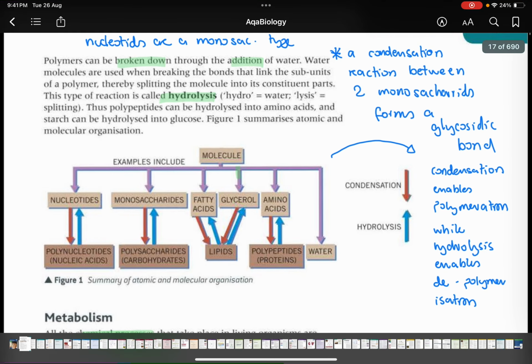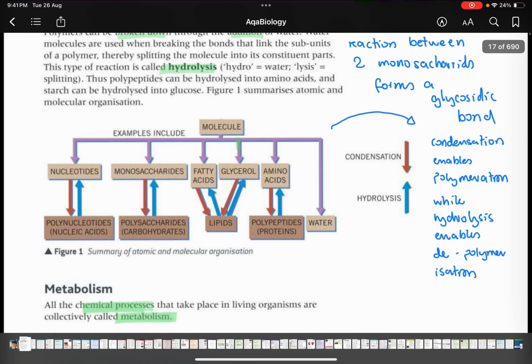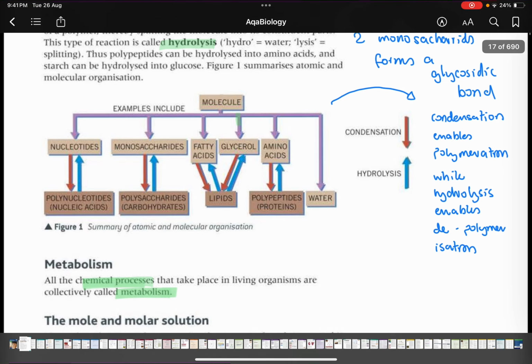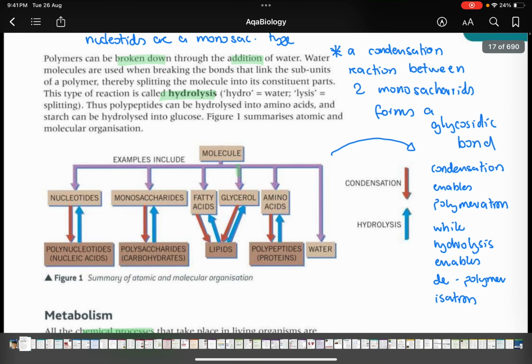Water molecules are used when breaking the bonds that link the subunits of a polymer, thereby splitting the molecule into its constituent parts. This type of reaction is called hydrolysis. Hydro essentially means water, and lysis means splitting, and we learned about that in electrolysis, so that's a little chemistry flashback. Thus, polypeptides can be hydrolyzed into amino acids, and starch can be hydrolyzed into glucose. Polynucleotides can be hydrolyzed into mononucleotides, I'm pretty sure it was called.